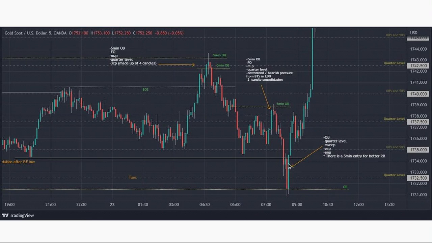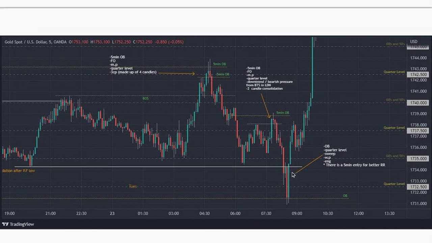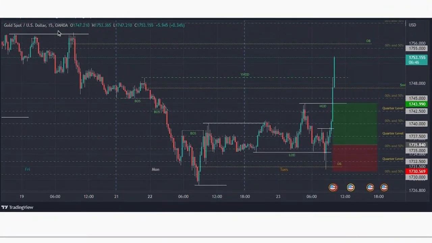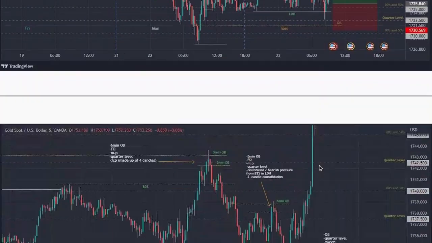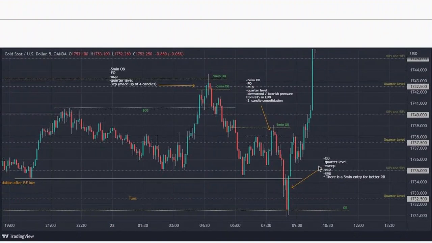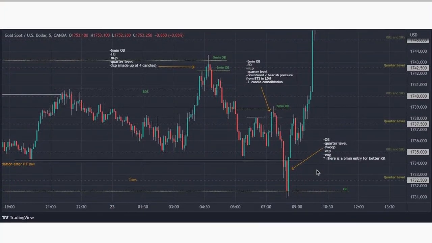Now, you notice how on the 5 minute chart, we could have also entered this trade. This previous chart was based on the 15-minute chart. Now, on the 5 minute chart, we're looking for five confirmations. And here we go. We have the first one being the order block, the second one being the quarter level that price touched, the third one being the fake out.